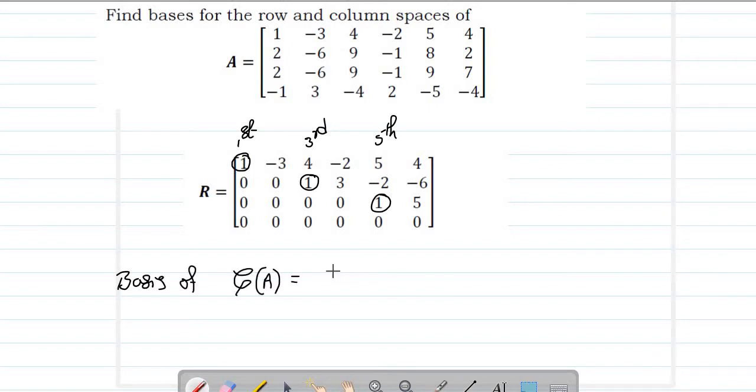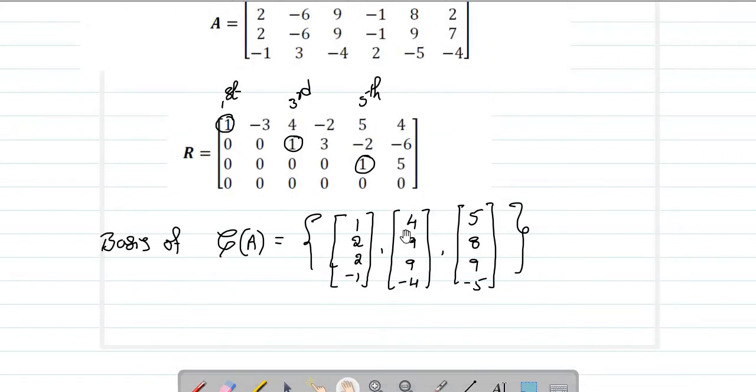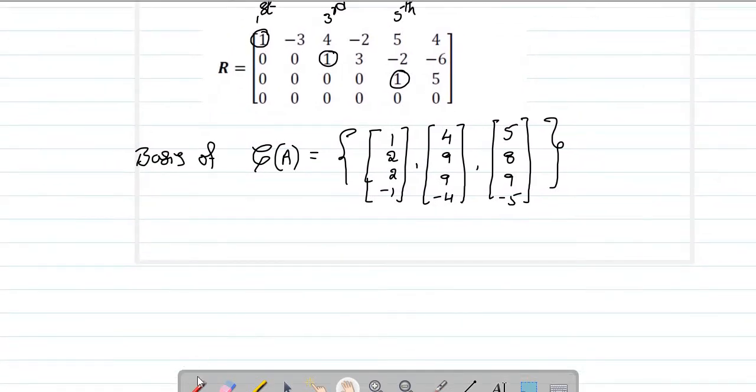So the basis of column space of A, these are the first column of A, that is (1, 2, 2, -1), and next comma, the third column, so that is (4, 9, 9, -4). Now the fifth column, so that is (5, 8, 9, -5). Okay, so this is the basis of column space of A.